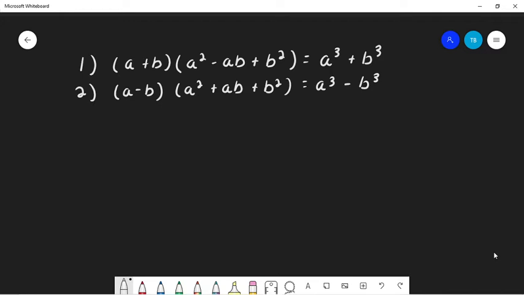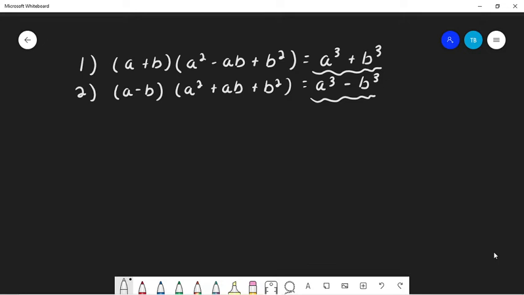Now, in both cases here, the product contains two cubes. So the first is the sum of two cubes. That would be this one here. And the second is the difference of two cubes, and that would be this one here. Now you'll notice that their factors are very similar, but not exactly the same, and we'll go over the difference between them in just a minute.